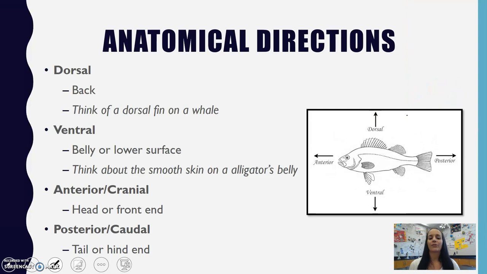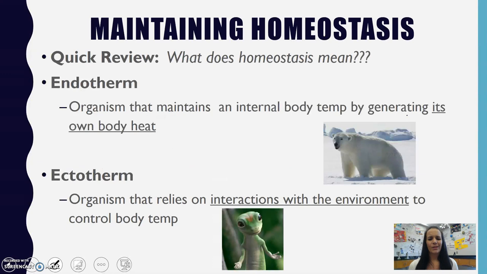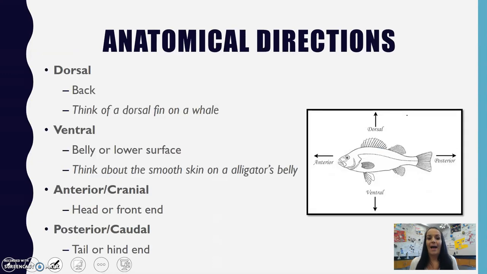Now that we've talked about symmetry and divisions, let's talk about anatomical directions. So there are four major terms that I expect you to know. They are dorsal, ventral, anterior, or you may see the word cranial, and then posterior or caudal. So dorsal, this one's pretty simple. Think about the back, right? Like a dorsal fin on a whale, or when you see a shark coming through the water, that's the dorsal or the back.